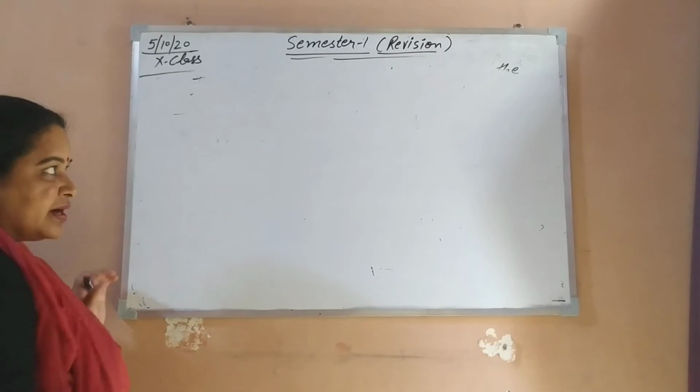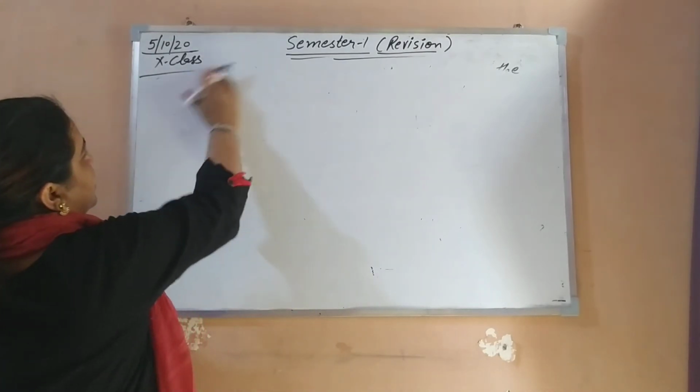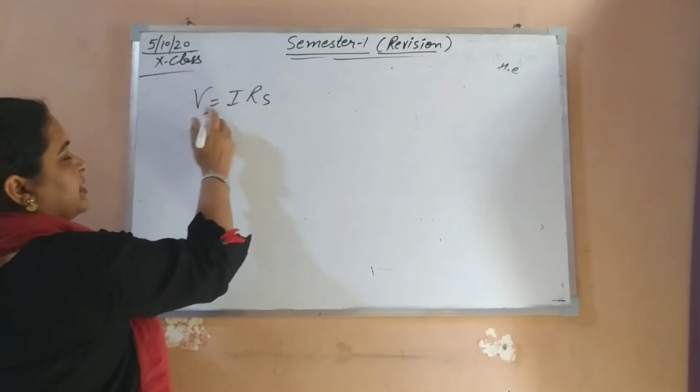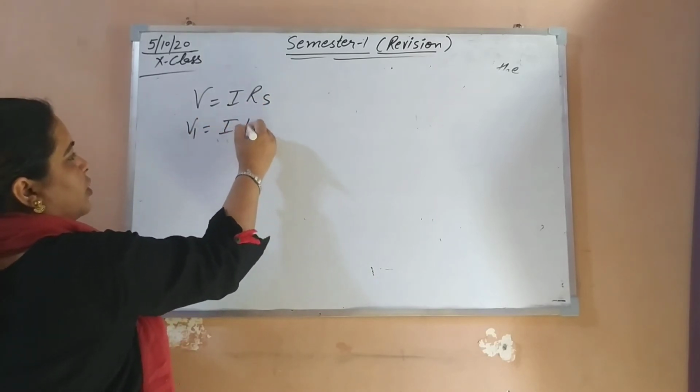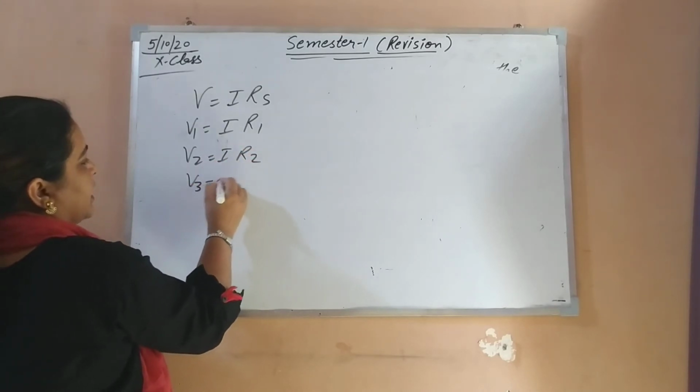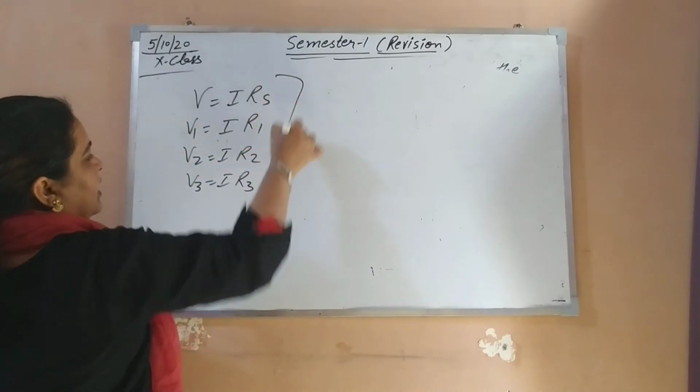In series, the current throughout the combination remains the same. V is equal to I Rs. Current remains the same, so we calculate V1 is equal to I R1, V2 is I R2 and V3 is I R3. Numerically, we have to apply these steps.